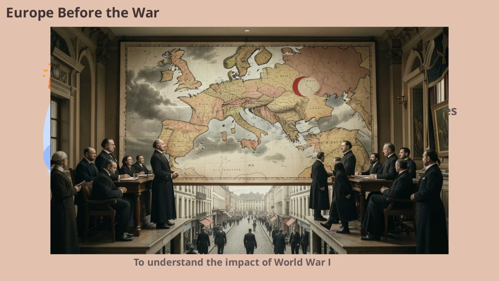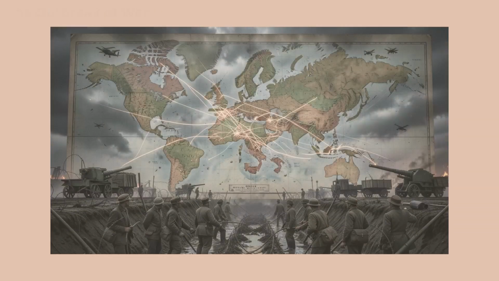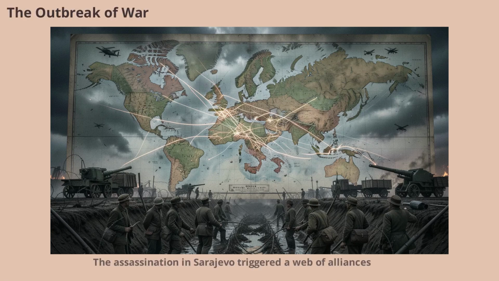To understand the impact of World War I, we must first see how stable and interconnected the world seemed before the conflict. The assassination in Sarajevo triggered a web of alliances, pulling country after country into conflict. What began as a regional dispute quickly escalated into a global war, involving colonies and distant nations. The world watched as old alliances crumbled and new enemies emerged.